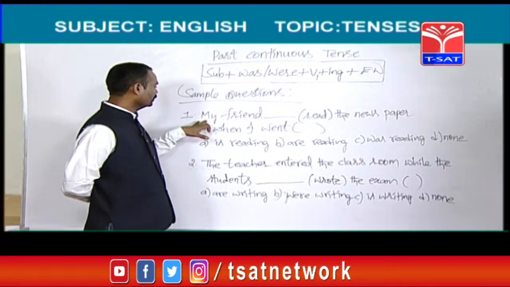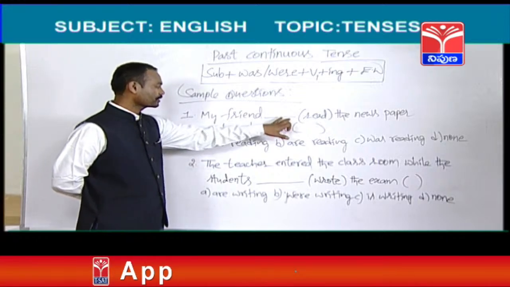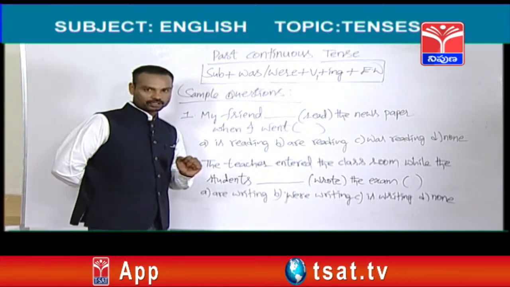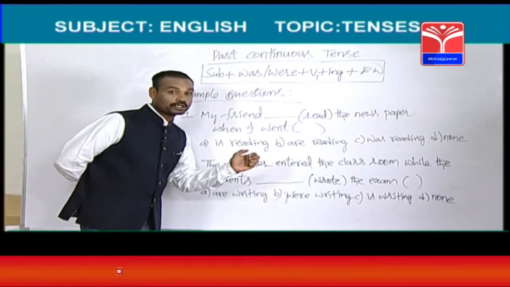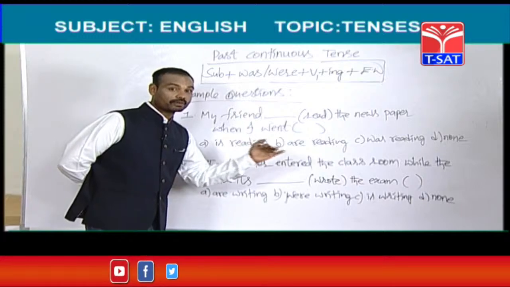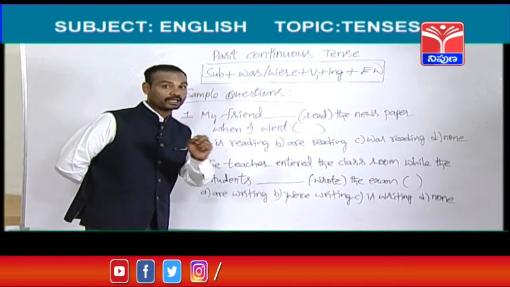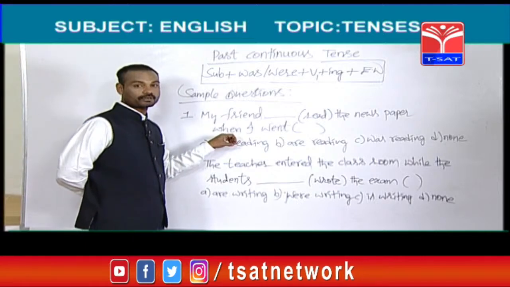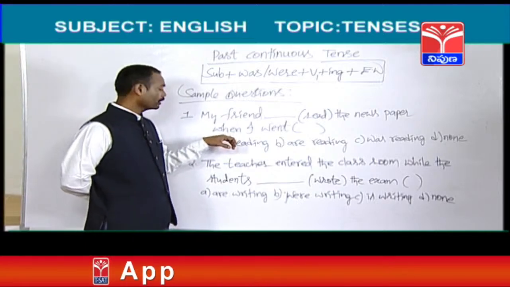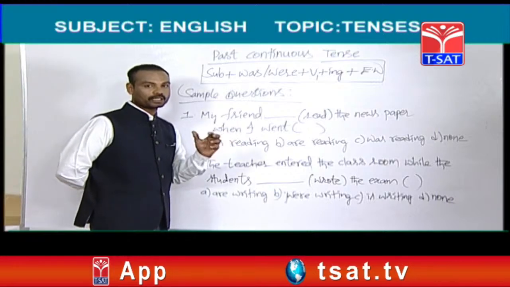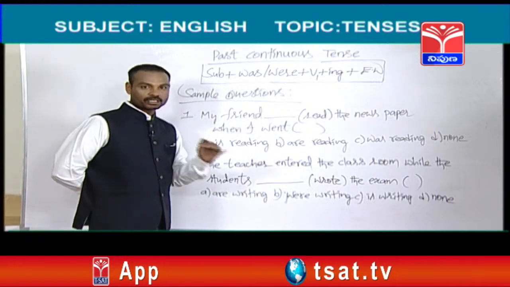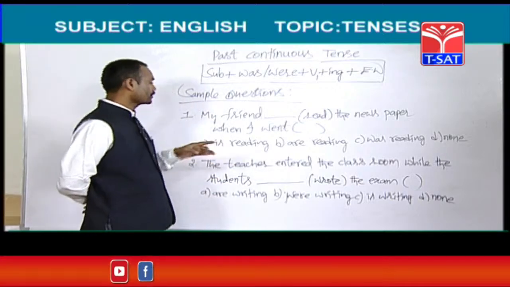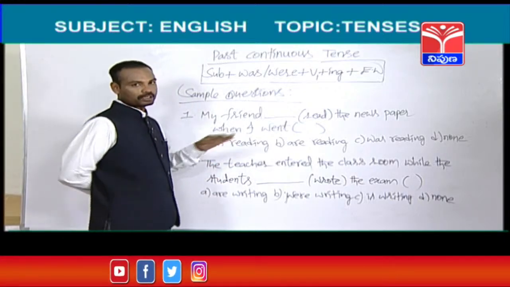Example number 1, my friend dash, under the bracket read is there, the newspaper when I went. What I have told you, how many keywords will be there in this tense? Two, they are when and while. Come on, find out where is the keyword. Yes, here is the keyword, when is the keyword. The moment you see this keyword, immediately you can imagine that this sentence has been given from past continuous tense.